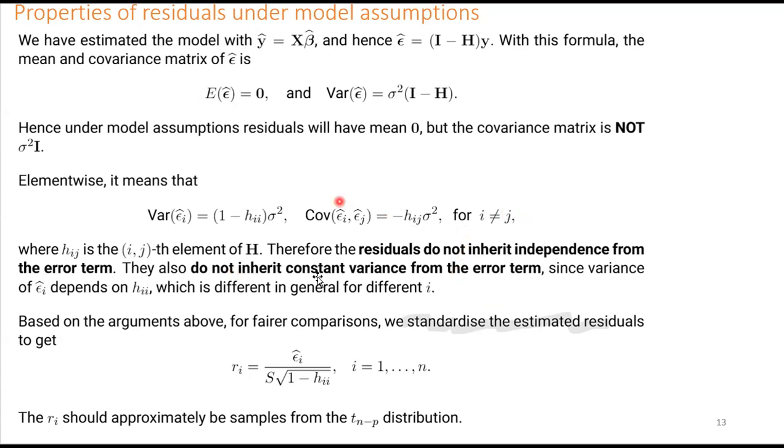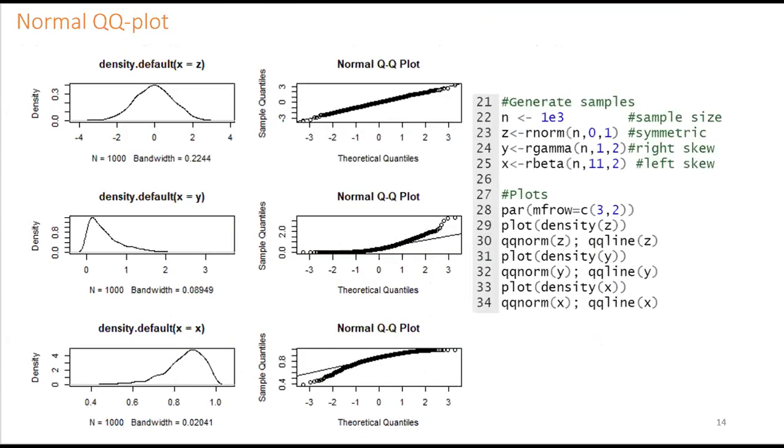Okay, so based on the arguments, as I said earlier, for fairer comparison to see if we have any outliers and such, we can standardize. So we standardize, and now we replace sigma squared by s squared, which remember is the estimator for the variance of the error term. That is RSS divided by n minus p. So that deals with the residual plot. That's one of the basic plots.